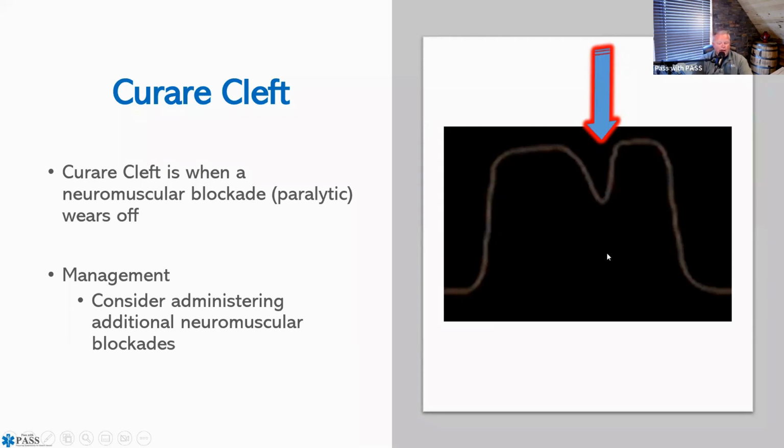from that paralytic. And what the management would be is just to consider re-administering the neuromuscular blocking agent that you had already given, or move to a longer acting one if your protocol allows and dictates for you to do that. So that is what that curare cleft is and why they would have one of those develop.